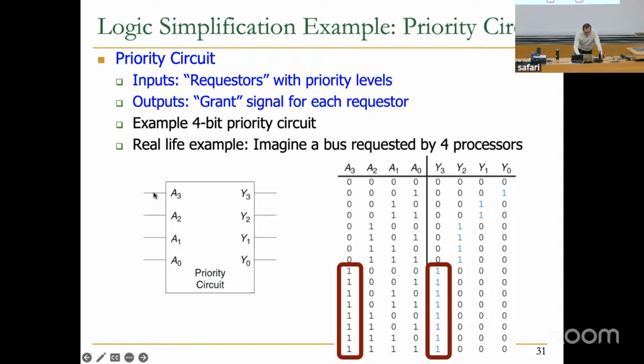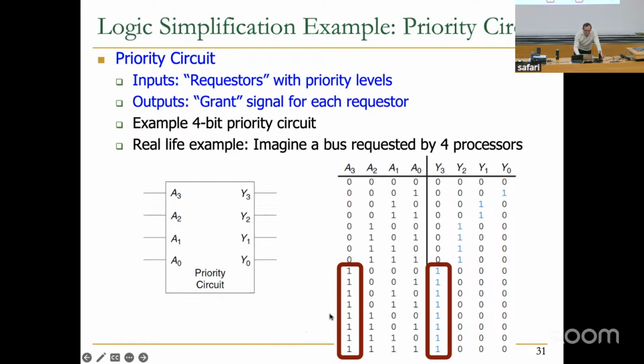So if you think about it, these are the request signals from A3, A2, A1, A0. And these are the who got the bus signal. If Y3 is 1, A3 is granted the bus. If Y2 is 1, A2 is granted the bus. If Y1 is 1, A1 is granted the bus. If Y0 is 1, A0 is granted the bus. Of course, for this to work, no two requesters should be granted the bus at the same time. Okay? And we're going to build the truth table.